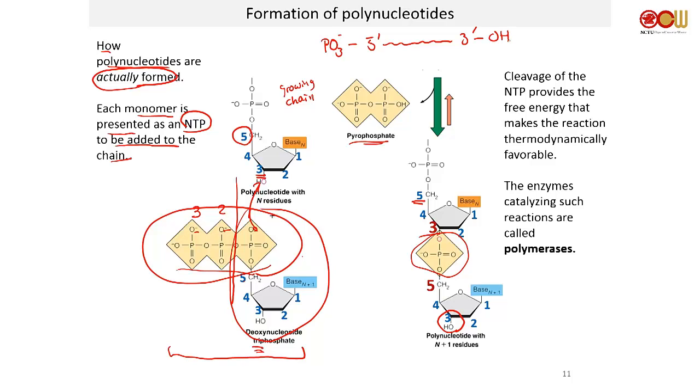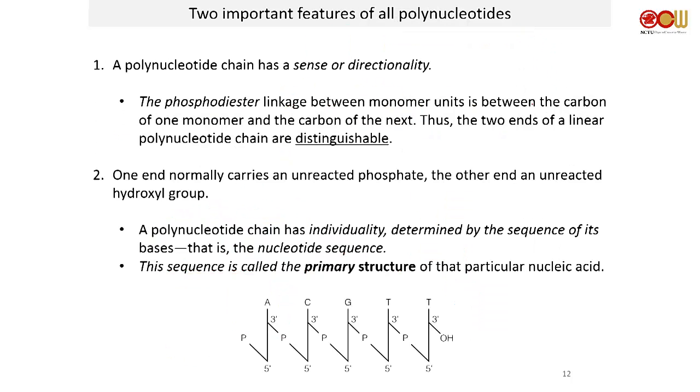If you want to add from 3' to 5', here is just one phosphate, it's not a triphosphate, so the energy is not high enough to do the addition. So the monomer is always added from 5' to 3'. You always add to this guy. Because of that, polynucleotides have a sense or directionality. So DNA has a direction. The phosphodiester linkage between the monomer units is between the 3' carbon of one monomer and the 5' carbon of the next. Thus the two ends of a linear polynucleotide are distinguishable. So for example, we have CTGA.